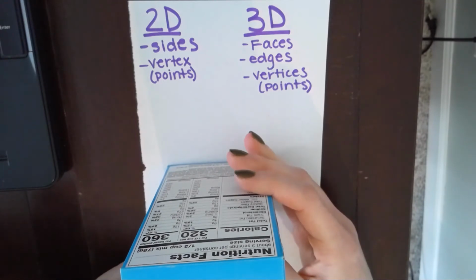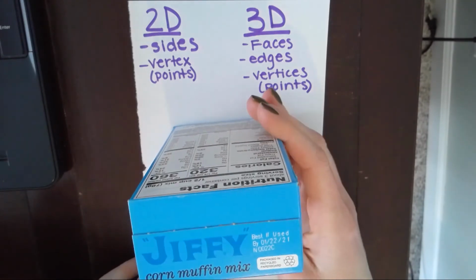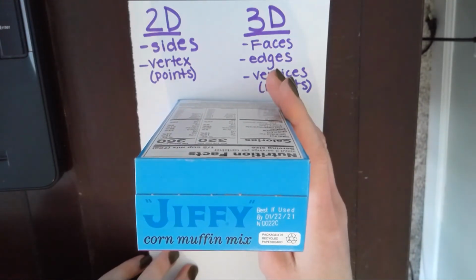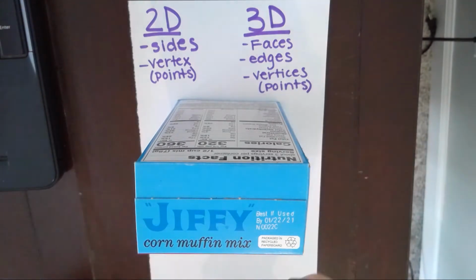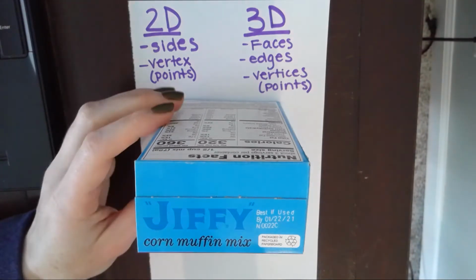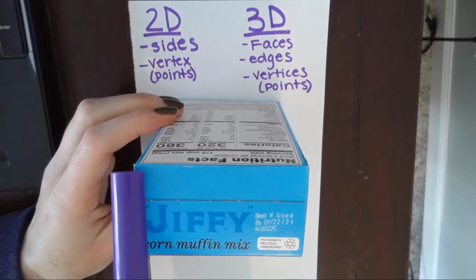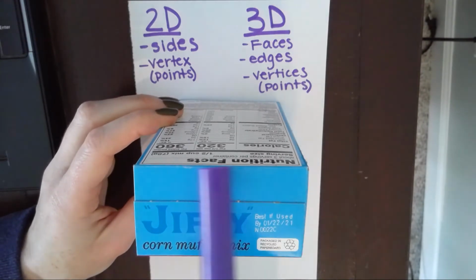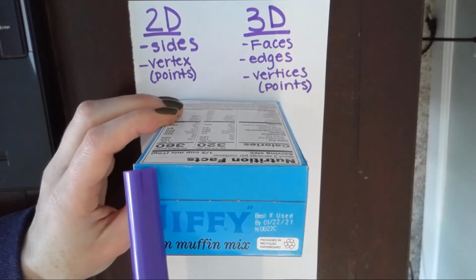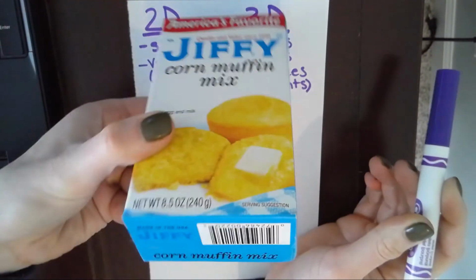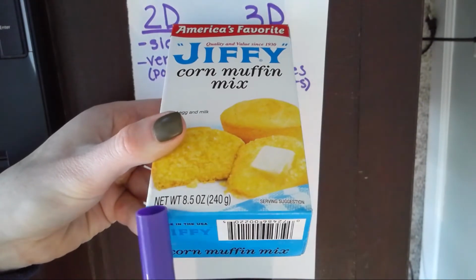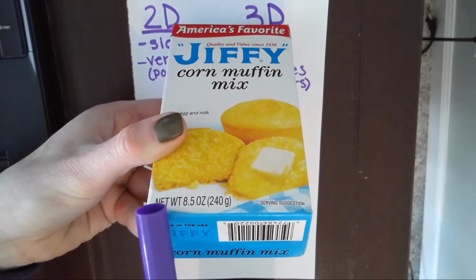Now I would go ahead and count the edges. This part is where it gets a little tricky, and you might need help from an adult to help you keep track. Again, the edges are kind of like the sides on a 2D shape, so all the straight lines. So the top would have 1, 2, 3, 4. Now if the top has 4, the bottom will also have 4 edges. Once you count a side, you can't count it again.